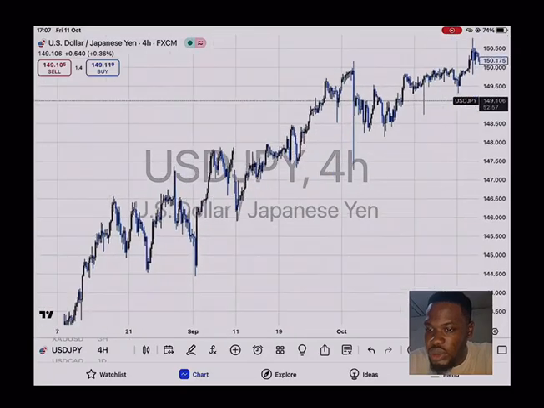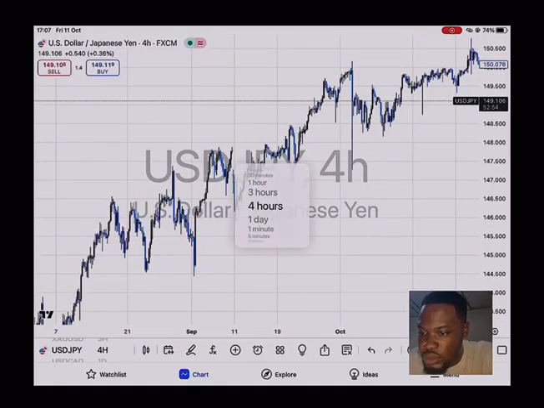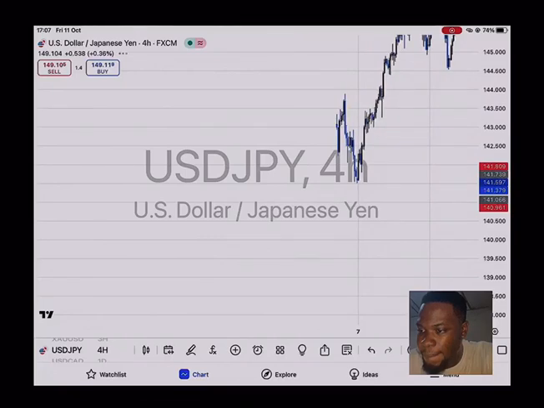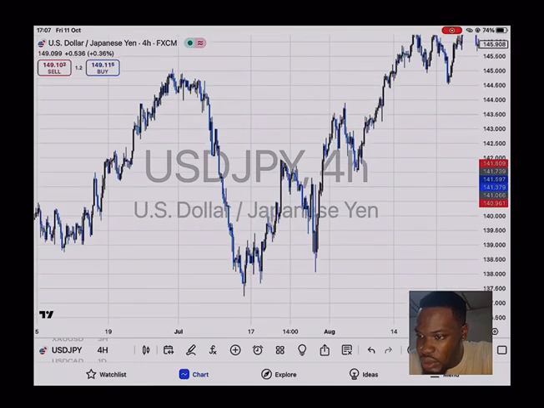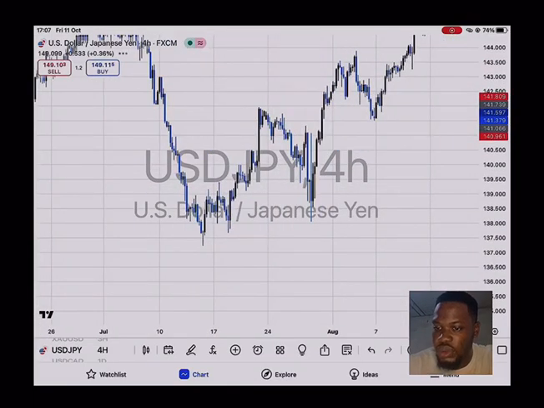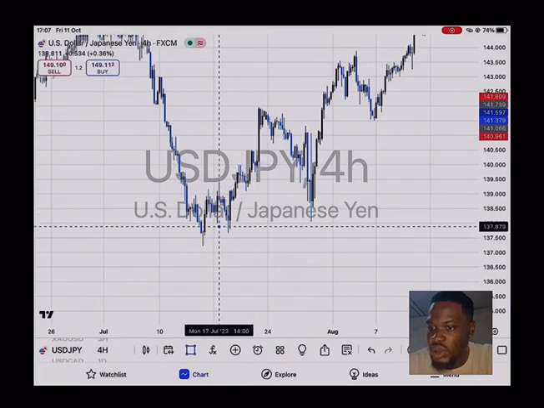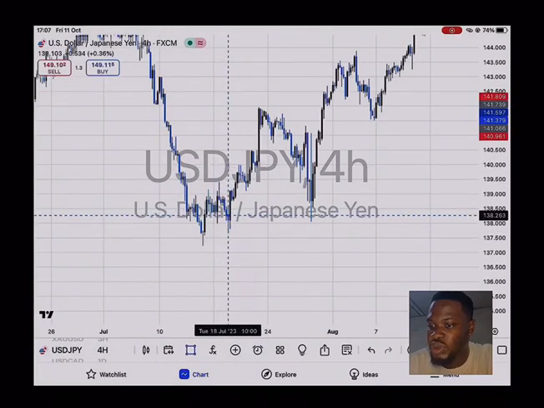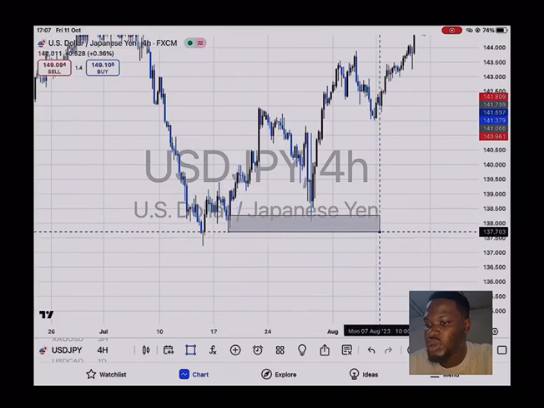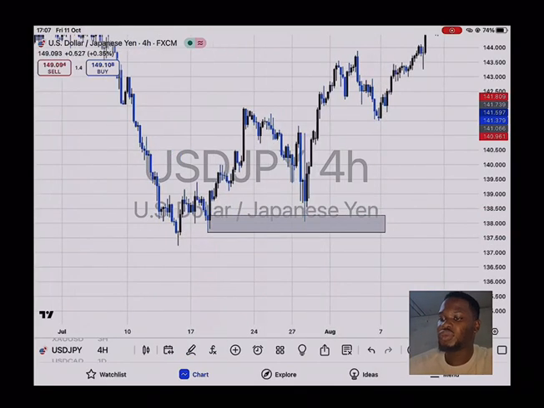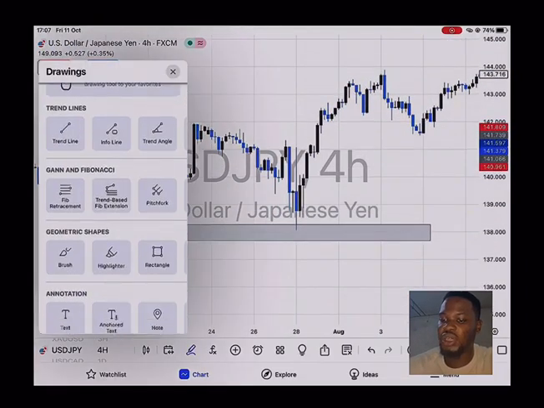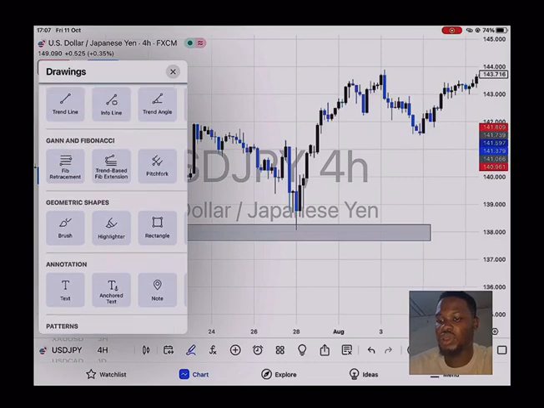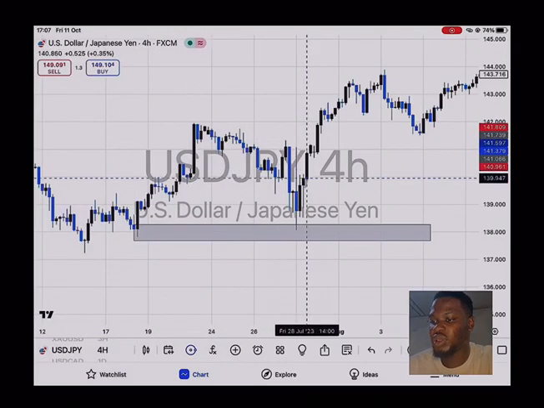Using a suitable example. Let me still check here. Alright, this is a very clear example. Now this was a previous support zone here. You can see the market tapped there and then started rejecting back up, and then the next thing we had on this side was a bullish engulfing candlestick right here.